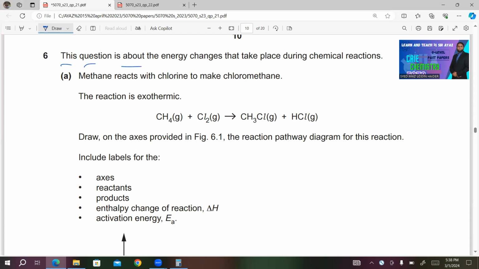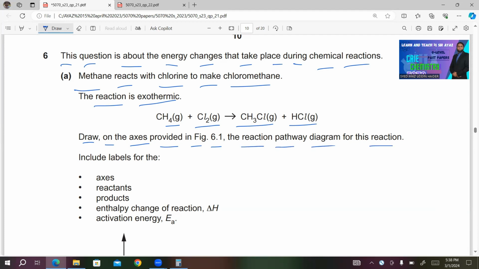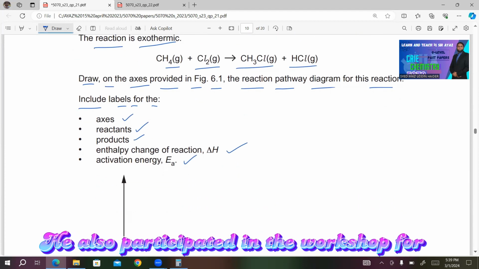This question is about the energy changes that take place during chemical reactions. A. Methane reacts with chlorine to make chloromethane. The reaction is exothermic. CH4(g) plus Cl2(g) gives CH3Cl(g) plus HCl(g). Draw on the axis provided in figure 6.1 the reaction pathway diagram for this reaction. Include labels for the axis, reactants, products, enthalpy change of reaction delta H, and activation energy EA.